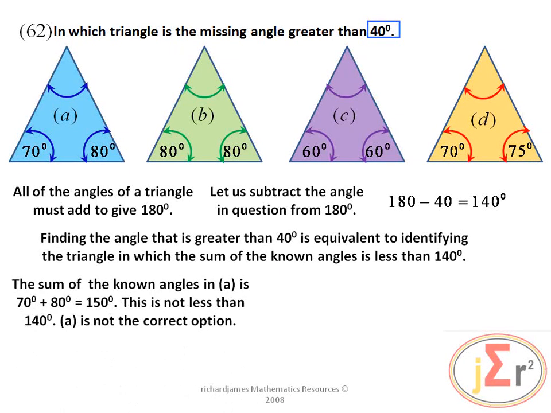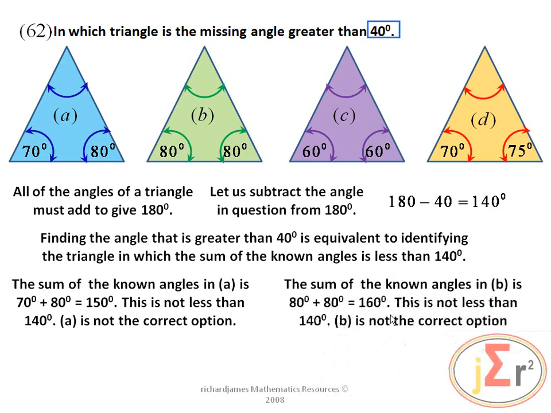The sum of the known angles in A is what? 70 degrees plus 80 degrees is equal to 150 degrees. This is not less than 140 degrees. It is not the correct answer. As a matter of fact, if we take 150 from 180, we'll end up with 30. So the angle that we'll get is 30 degrees, and that is not greater than 40 degrees. So we are sure that that one is not correct.